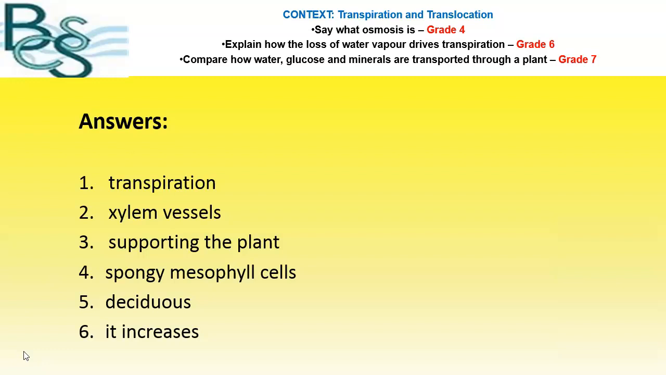the rate of transpiration? So if it's less humid, that means there's less water or water vapour in the atmosphere, and so we're going to have a steeper concentration gradient from the air spaces inside the leaf to the air outside the leaf, and so we're going to lose water vapour more quickly. So the answer is it increases.